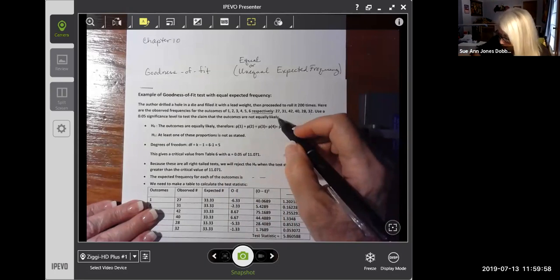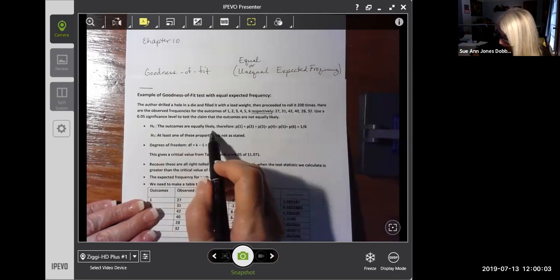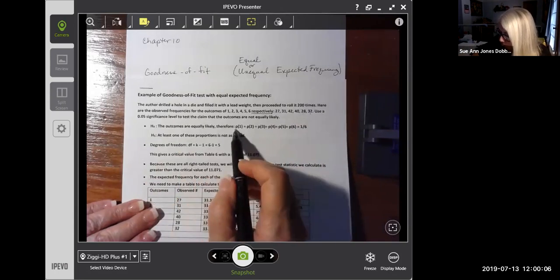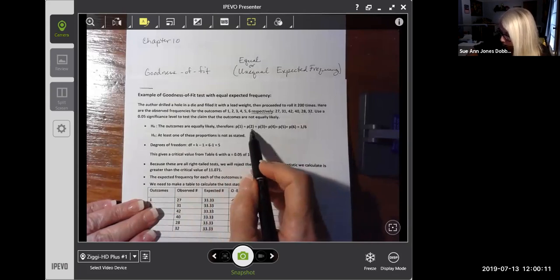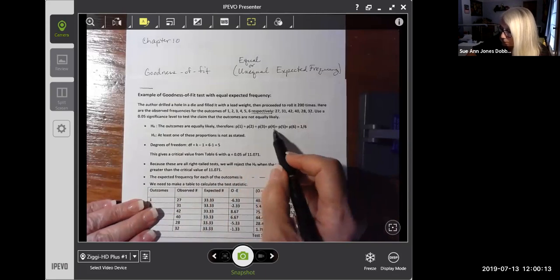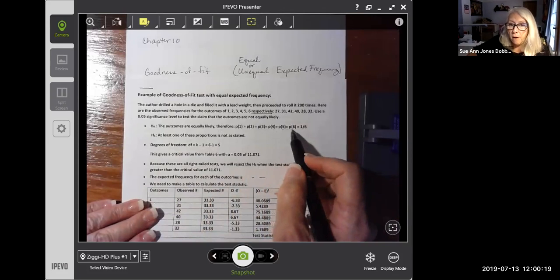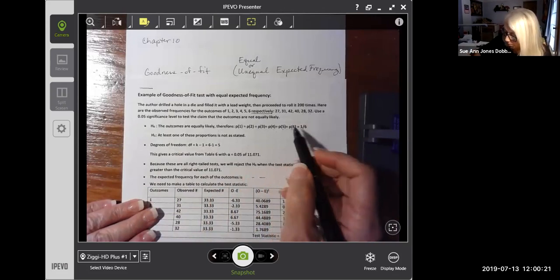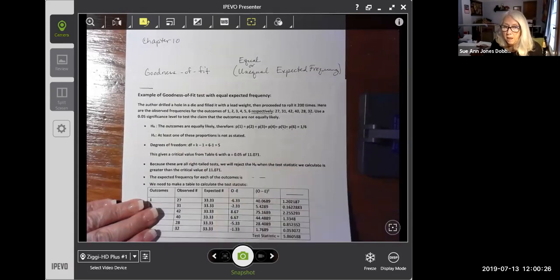And if you reject the null hypothesis, then you've proven this claim that the outcomes are not equally likely. So the null hypothesis here is that the outcomes on rolling the die are equally likely. So we would put the proportion of ones equals the proportion of twos equals the proportion of threes equals the proportion of fours equals the proportion of fives equals the proportion of sixes. And then the alternative would be at least one of these proportions is not as stated. Now it's important to get that null and alternative correct, and for equal expected frequencies, that's what you'd have.